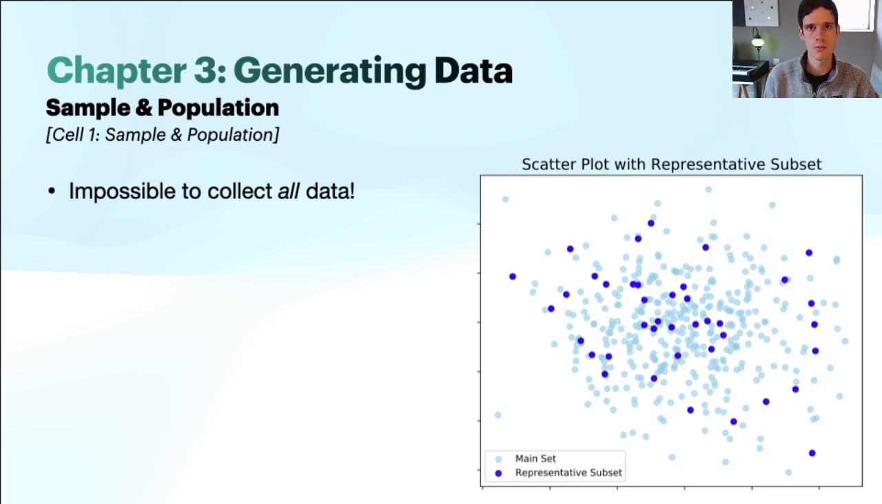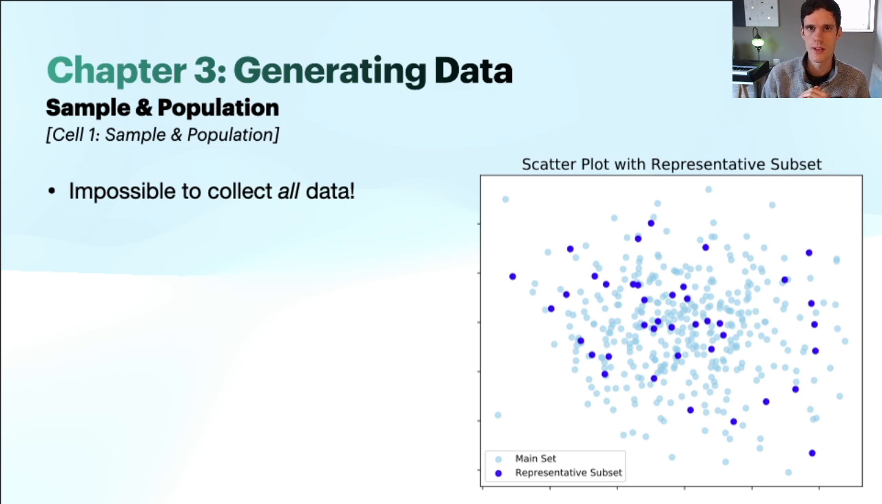So now that we know how to generate our own artificial dataset, let's see how we can use this tool to simulate the real-life scenario of a data scientist. And to do this, we start by making an observation. It is impossible, as a data scientist, to collect all of the data that you would want.